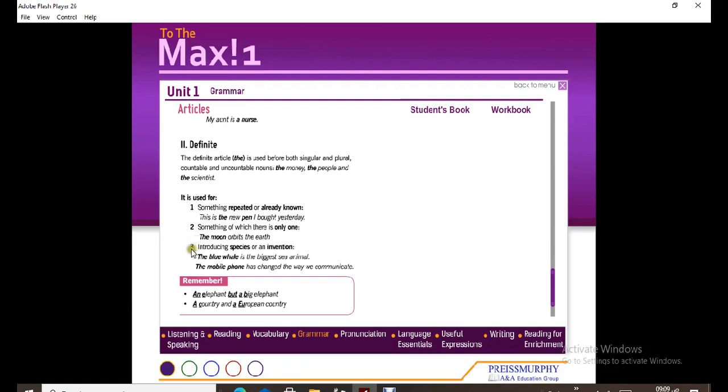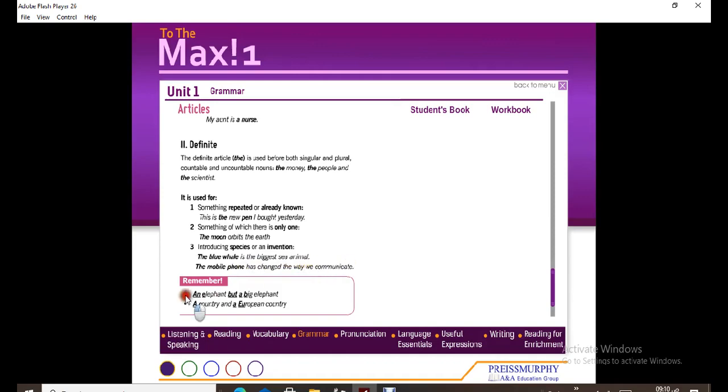Now, number three, introducing a species or an invention. I mean, there are lots of whales, many kinds of whales, but I'm going to talk about a special kind, which is the blue whale. The blue whale is the biggest sea animal. I mean, يعني not كل فئة الwhales, just only the blue whale. Or some inventions, يعني بعض الاختراعات, like the mobile phone has changed the way we communicate.